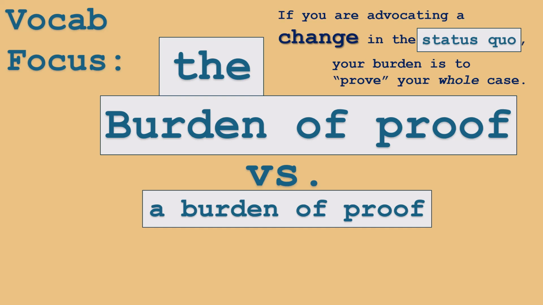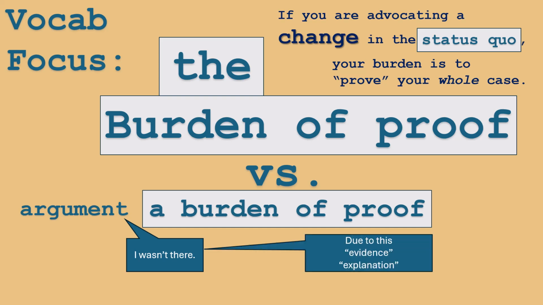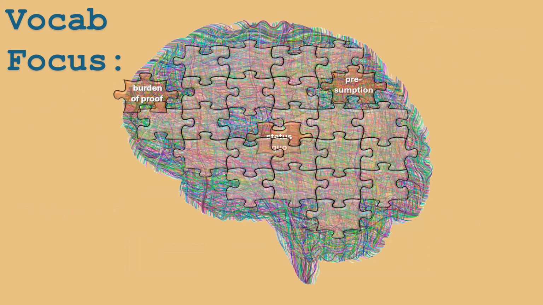Don't assume that if you are supporting the status quo, you are arguing against the change, that you shouldn't put forth any arguments of your own. You probably should. But when you do, you also have a burden of proof, and that's a burden with a small b. Your responsibility to go beyond assertion and support any argument you advance with some sort of proof, like evidence or explanation. A few more terms you can add to your mental dictionary.